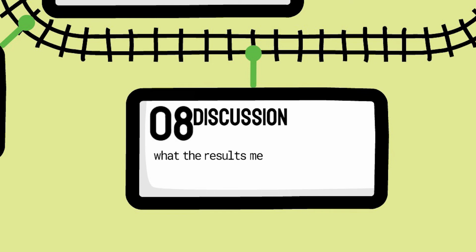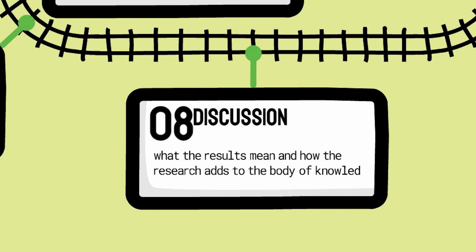Discussion. The discussion section contains the author's interpretation of the results. The authors elaborate on what the results mean and how the research adds to the body of knowledge. This is where the research question is answered. For example, if a hypothesis is statistically confirmed by the results, the authors will state what this might mean.